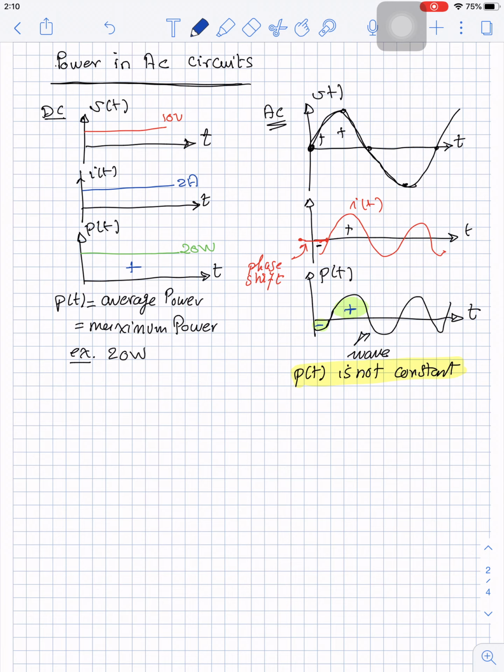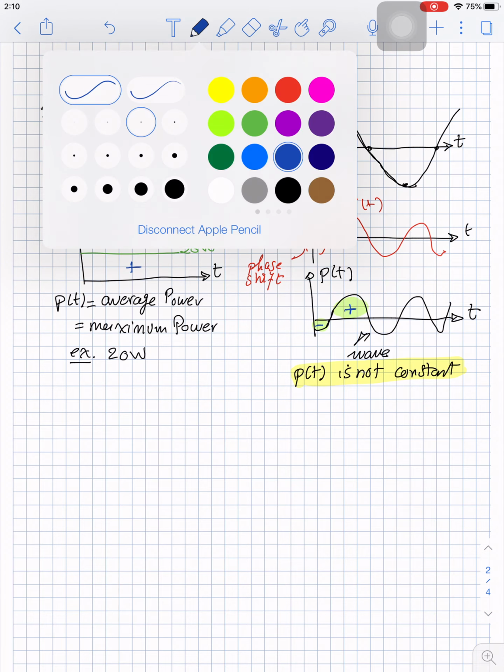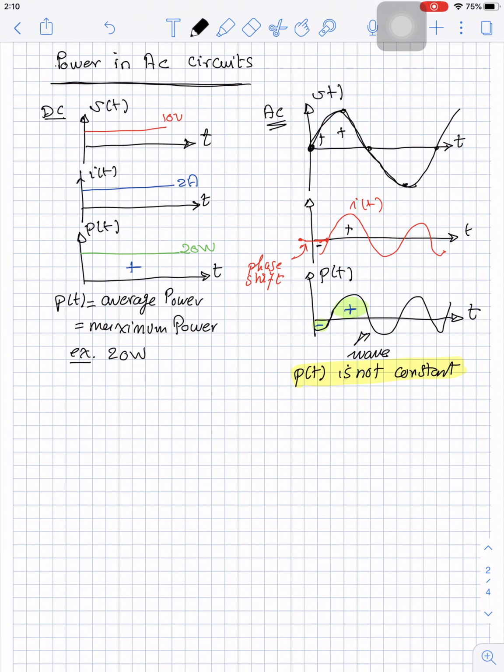I hope this point is clear. Okay, so let's move forward. So again, before going into maths, before going into proofs, let's just understand what the power is.